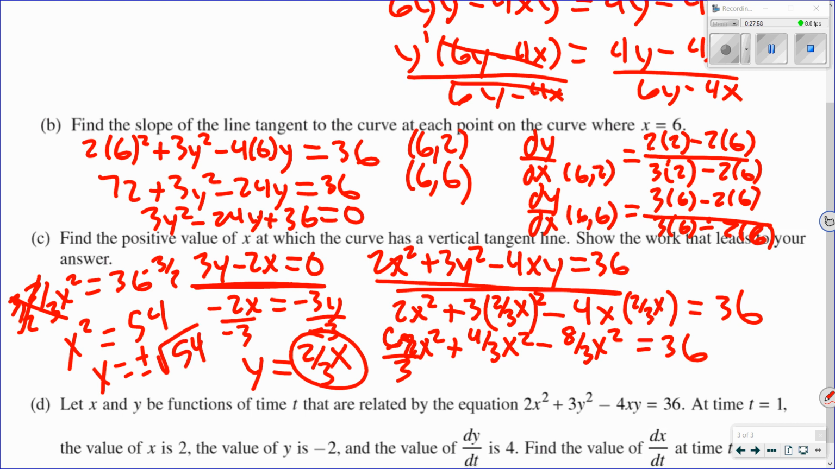All right, and this says find the positive, and it's a good thing, that's probably why I solved for x, because it does say find the values of x. If we'd solved for y, I would have had to plug it back in to find x. So it says find the positive values for x in which the curve has a vertical tangent line. So it's going to have a vertical tangent line at a positive square root of 54 and a negative square root of 54. It just wants the positive value. So the actual answer itself would be the square root of 54.